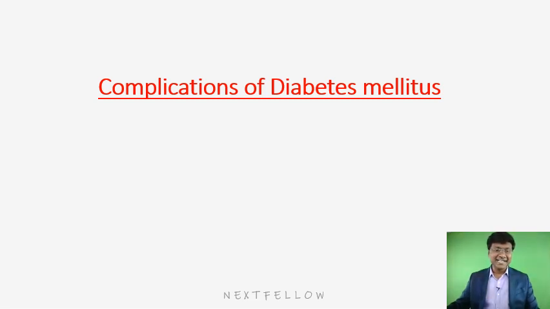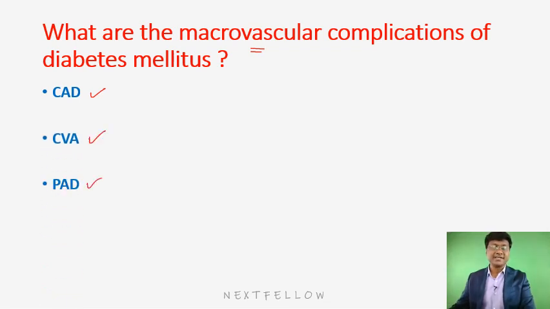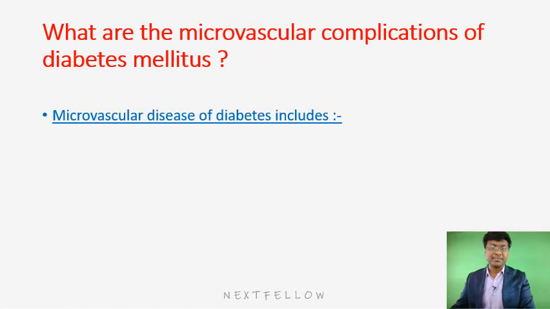In this session, I'll be discussing a very important topic, that is the complications of diabetes mellitus. So let me do a quick recap of these complications. First, you need to know that in diabetes mellitus we have macrovascular complications and then microvascular complications. So what are the macrovascular complications? The first important macrovascular complication includes coronary artery disease. Next we have cerebrovascular accidents, then peripheral arterial disease. So these are the macrovascular complications.